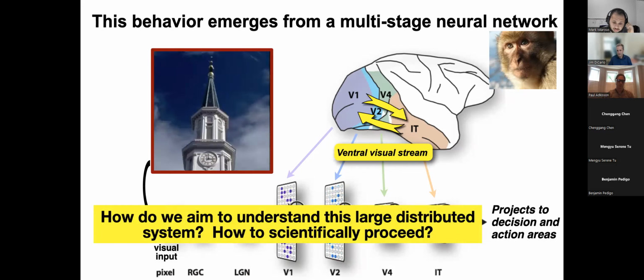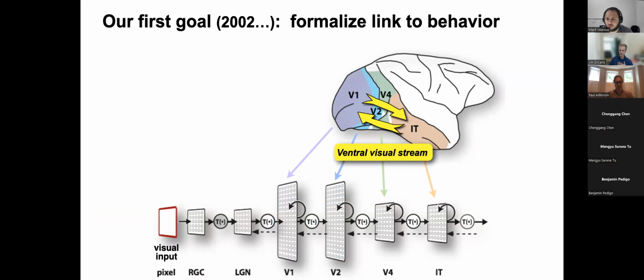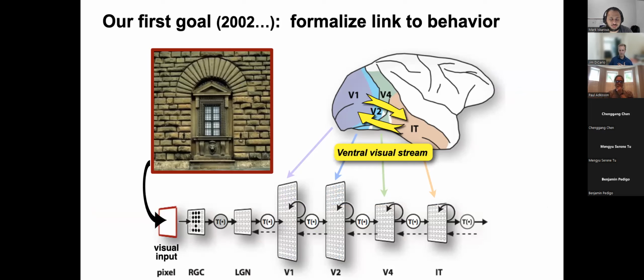So this complicated network, this system of architecture where we can see neurons firing all up and down the system when you show images like these ones, how do we aim to scientifically understand this system? How do we scientifically proceed? Well, this is what I said at the beginning of the talk: we try to create so-called system models that are meant to approximate what's going on in this kind of network.